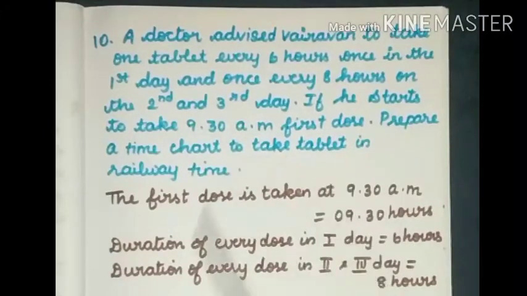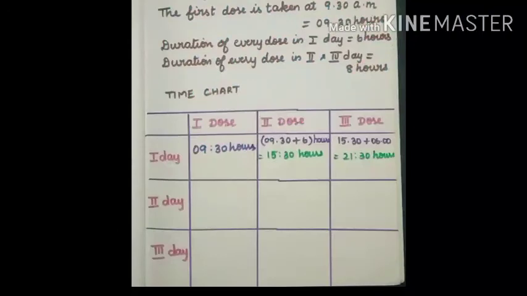It's nothing but if he takes the tablet at 9:30 hours, we have to add 6 hours on the first day. The duration of every dose on the second and third day is equal to 8 hours. On the second and third day we have to add 8 hours. For that, first you have to make a time chart.